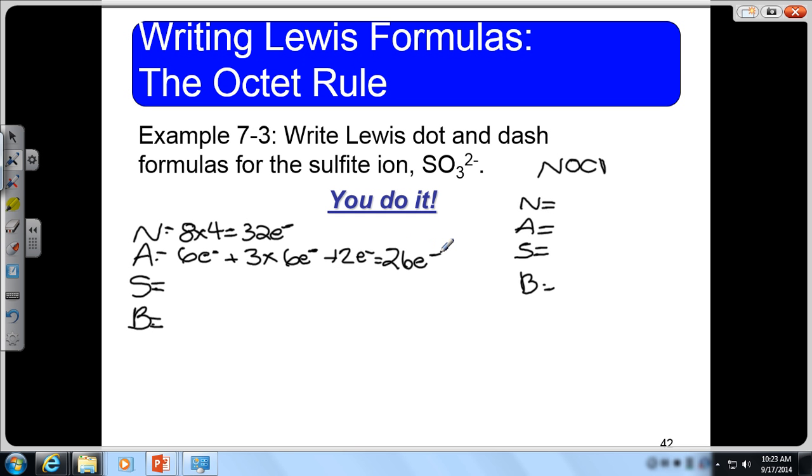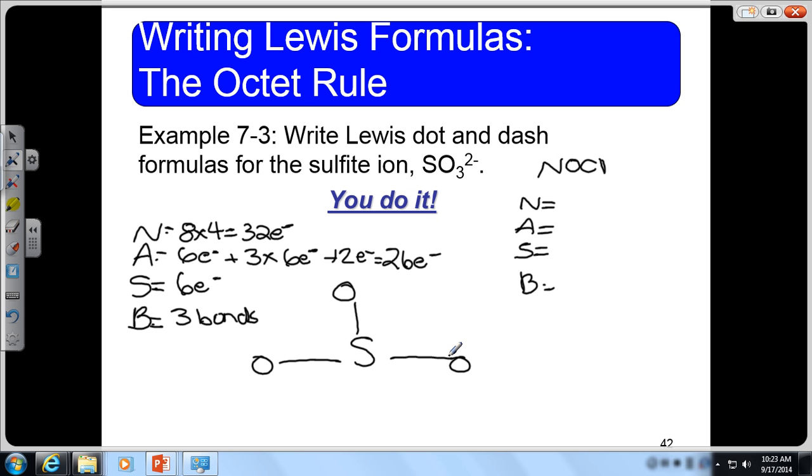Did most of you get that far? All right, 32 minus 26 gives us 6 shared and 3 bonds. How about this far? Which atom is least electronegative, sulfur or oxygen? Sulfur. So it's going to be central. So it's going to look like this. We need 3 bonds, and we have 3 oxygen atoms, so we're not going to need multiple bonds.